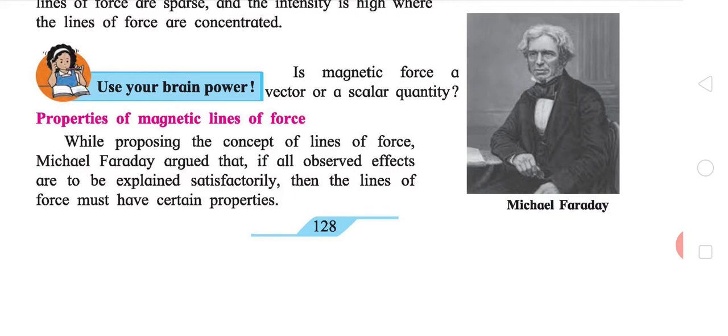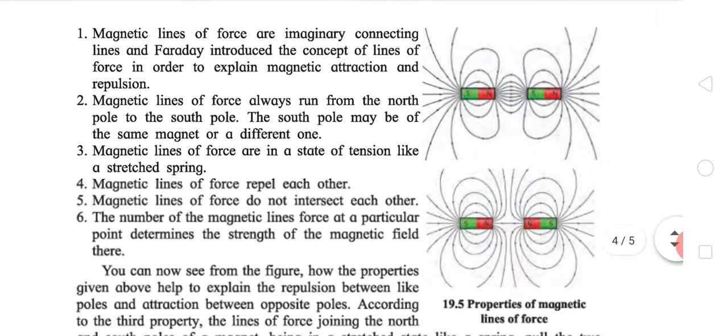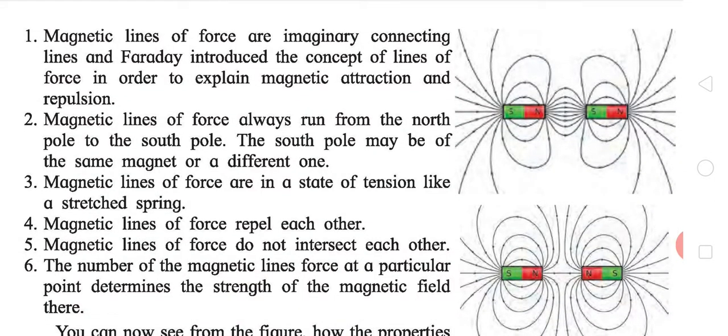Heading: Properties of magnetic lines of force. While proposing the concept of lines of force, Michael Faraday argued that if all observed effects are to be explained satisfactorily, then the lines of force must have certain properties. One, magnetic lines of force are imaginary connecting lines, and Faraday introduced the concept of lines of force in order to explain magnetic attraction and repulsion.